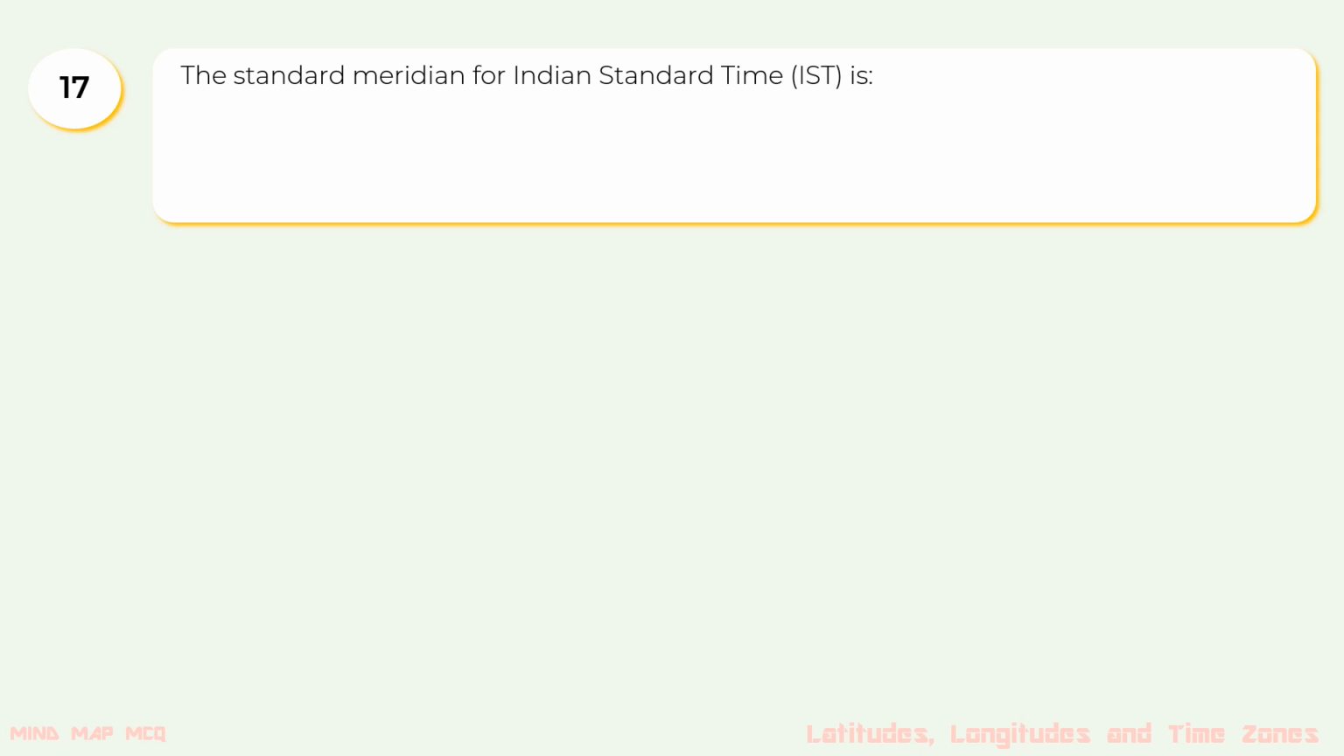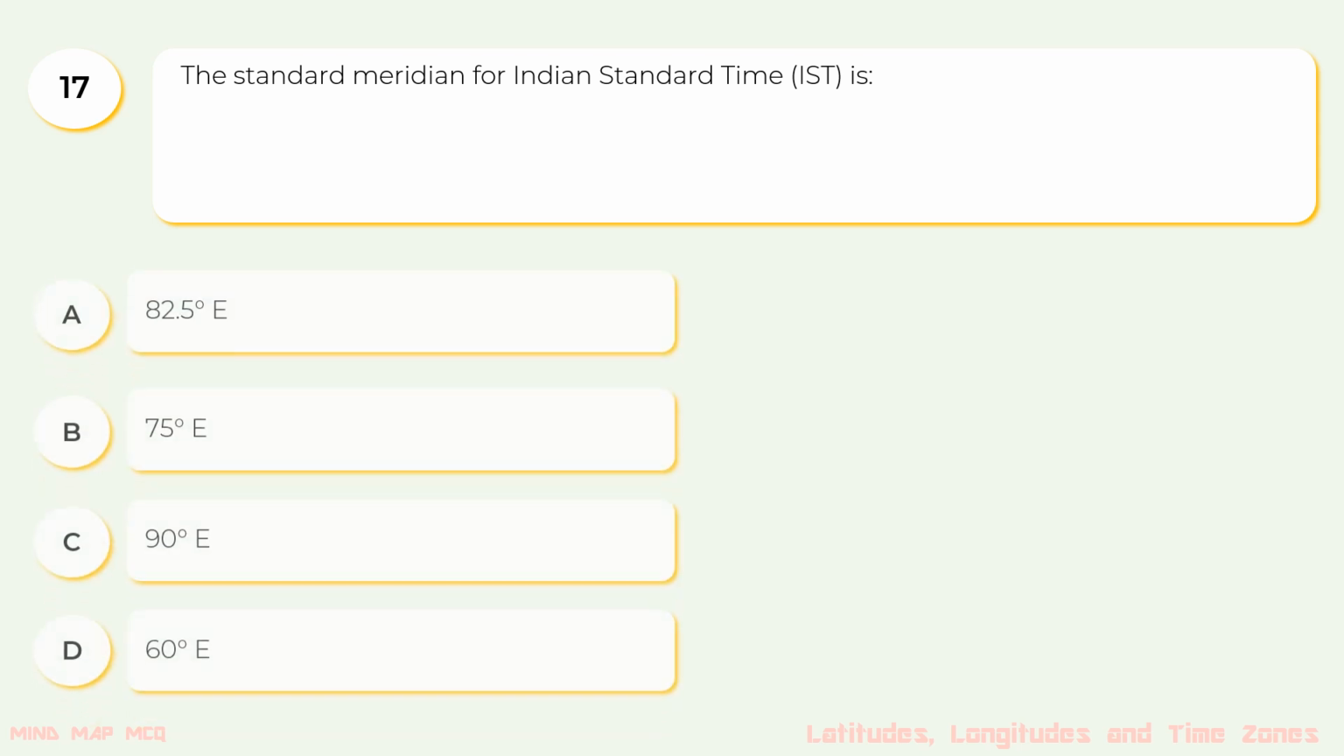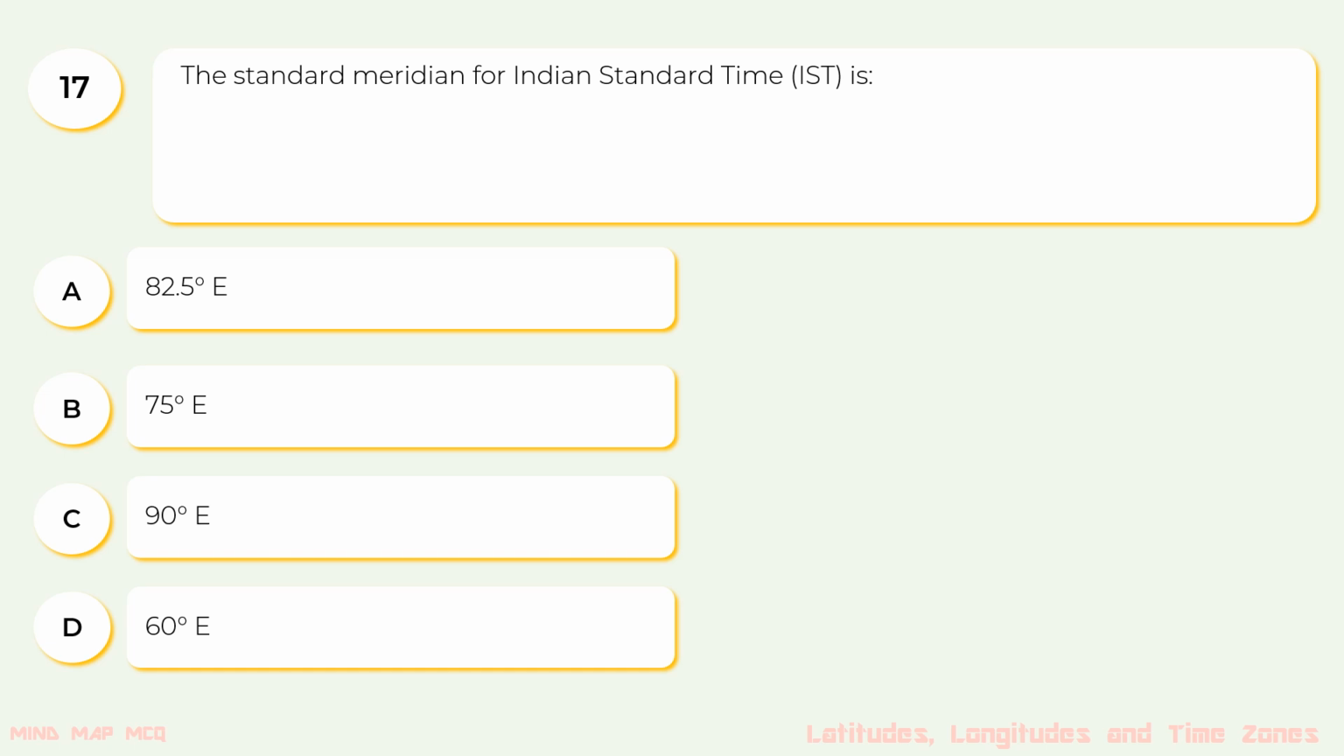17. The standard meridian for Indian Standard Time is A. 82.5 degree east, B. 75 degree east, C. 90 degree east, D. 60 degree east. The correct option is A. 82.5 degree east.